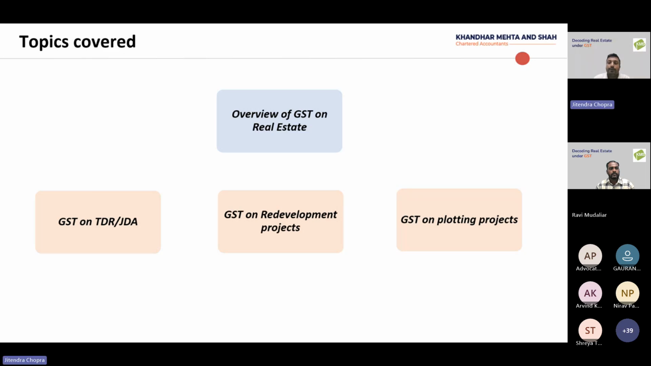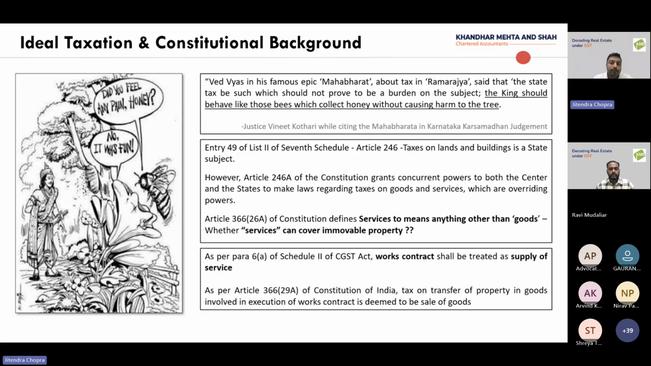But interestingly, even ancient Indian texts discuss the concept of ideal taxation. So what would be the ideal taxation? In the Mahabharata, taxation was compared with a bee collecting honey from a flower without damaging it, meaning taxation should be collected fairly without overburdening the taxpayers. And this becomes very relevant even today while examining applicability on land, development rights, and redevelopment transactions. So let's start.